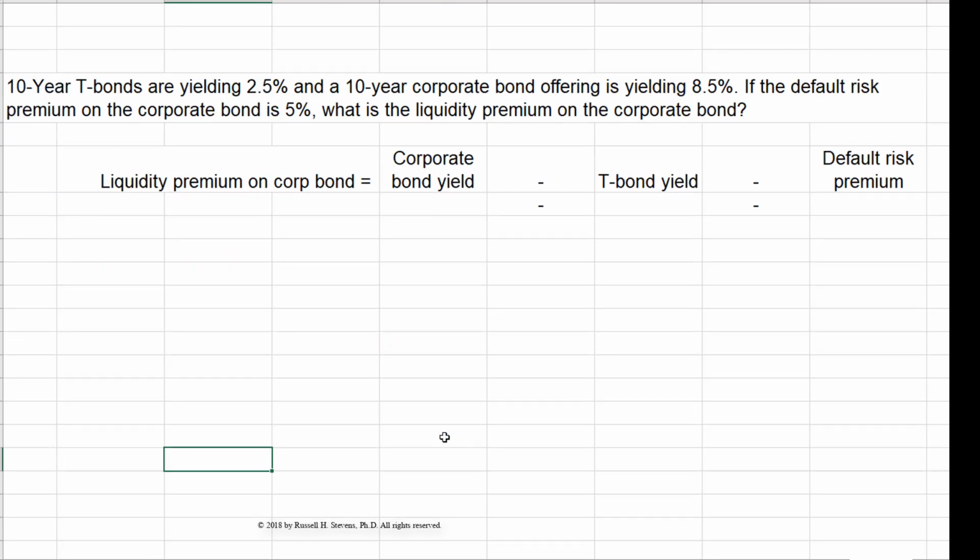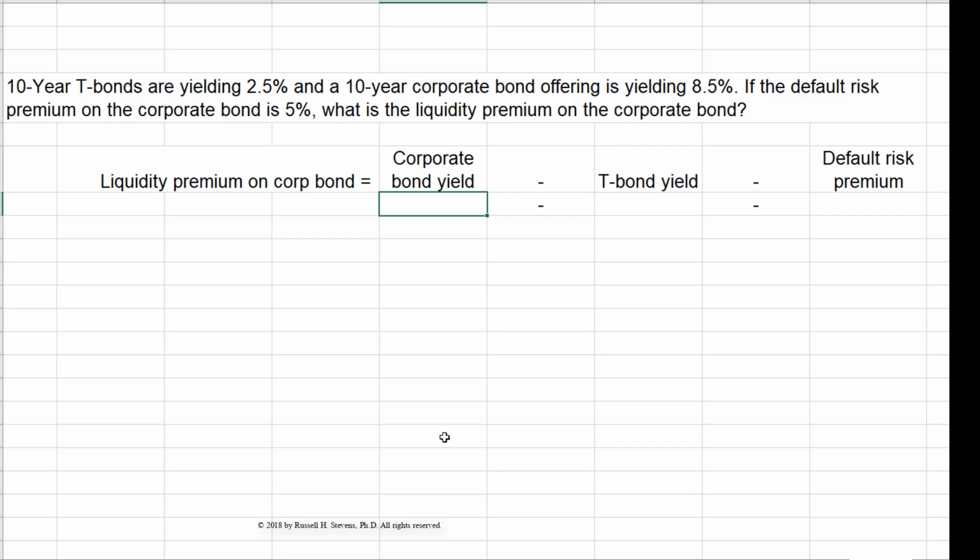The next problem is so simple as to almost be embarrassing. It builds upon the formula to value a corporate bond yield by adding the T-bond yield, the default risk premium, and the liquidity premium on the corporate bond. All this does is turn the formula around to solve for the liquidity premium on the corporate bond.